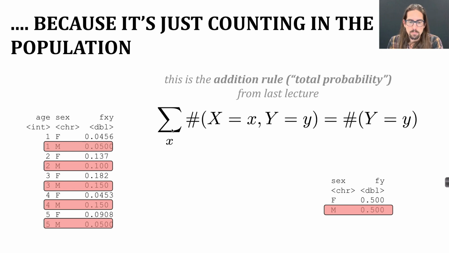So you can write it notationally as well, and it boils down to this addition rule from the last lecture, or total probability, which is if you want the total number of people where y equals y, that's the same as counting up within subgroups of x, right? The number of people where x is x and y is y, and then adding up those totals across the strata of x.